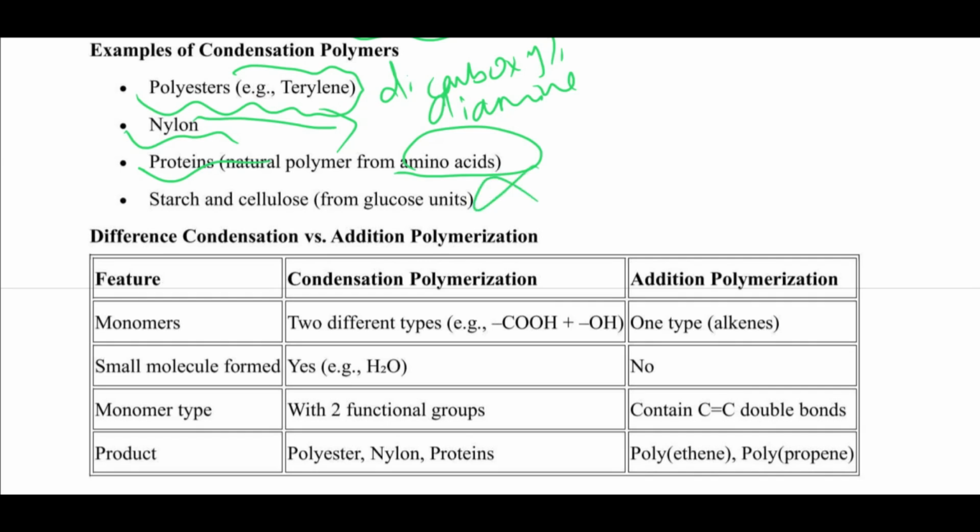You will not see this question in your exam, but you can just remember that starch and cellulose are made up of glucose monomers. When glucose monomers join, they give you starch. And when amino acid monomers join together, they give you a protein.